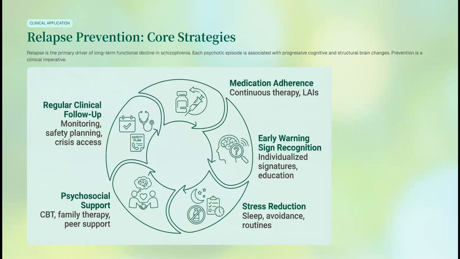Frequent contact allows early intervention, so regular clinical follow-ups. Make sure the patients know how to reach you and have a crisis plan. So all of these work together. Don't just pick one, all 5 work together. The goal is to create multiple layers of protection against relapse.